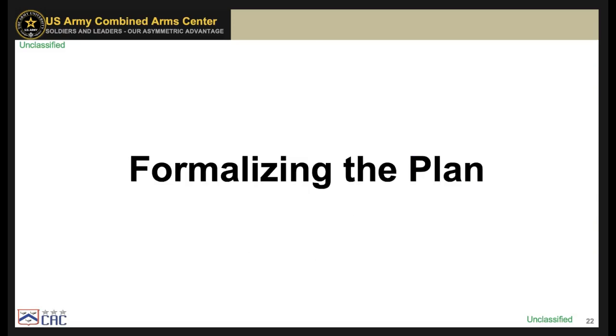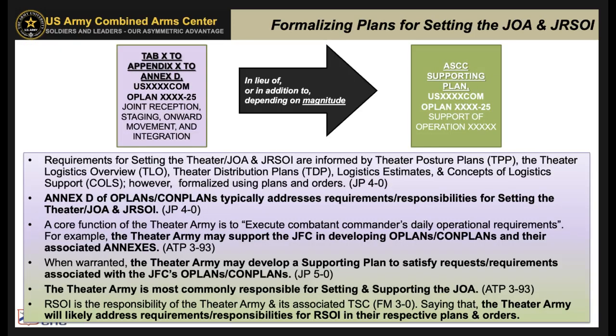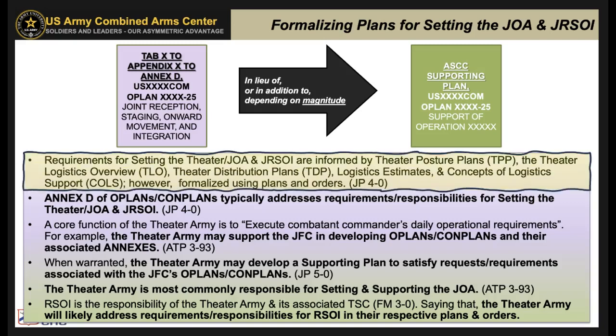All right, let's talk about formalizing the plan and what this means. So we have a structured approach to setting the JOA and executing RSOI as guided by critical planning documents within the military's operational framework. So, you've heard before of theater posture plans. These TPPs set the strategic vision, while theater distribution plans and logistics estimates provide the logistical scaffolding that supports the entire operation.